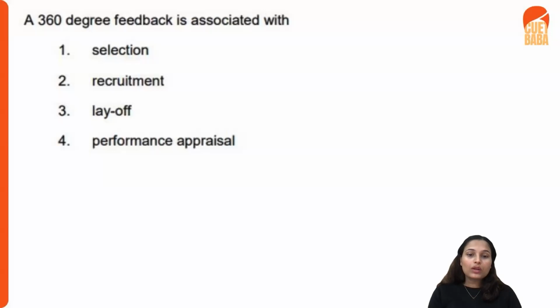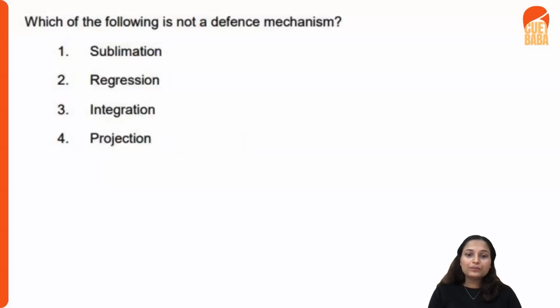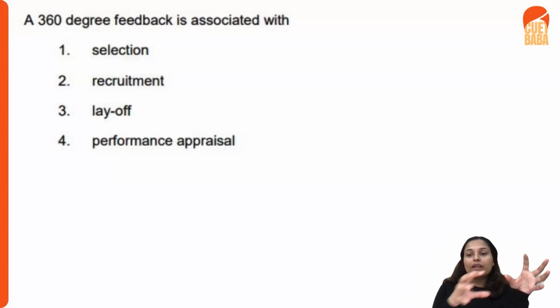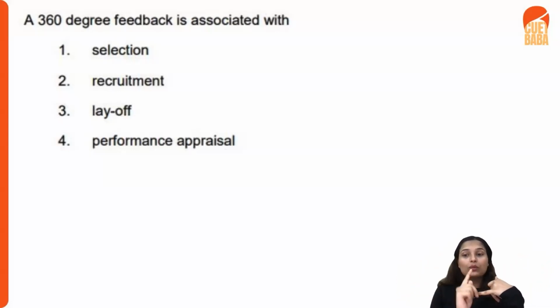When we talk about 360-degree feedback, it is a type of survey or evaluation of one person, one employee. The employee takes feedback from everyone. Why are we using 360-degree? Because it's a holistic one.